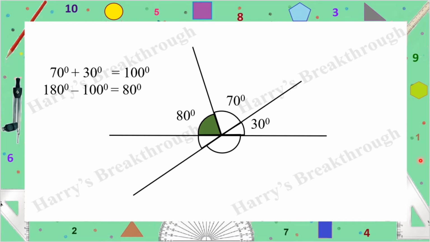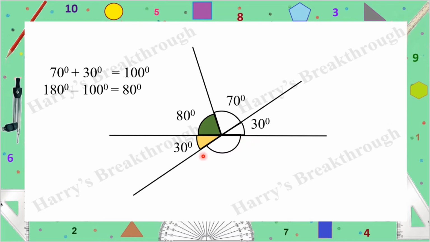Okay. So let's check the other two angles. Here how much will be this angle? Here we can see these angles are opposite angles. That is, this yellow angle is opposite of this 30 degrees. So this angle will also be 30 degrees.